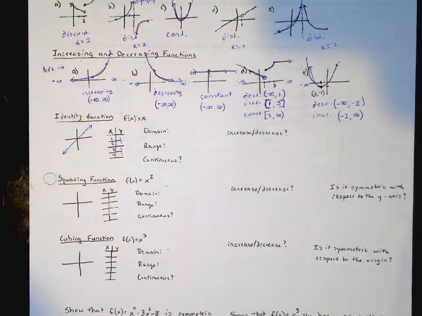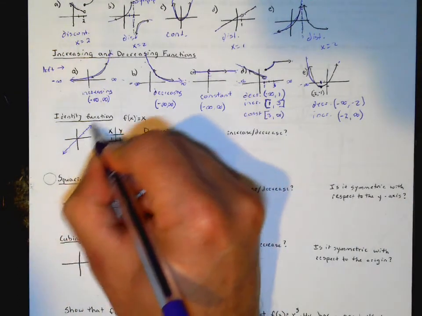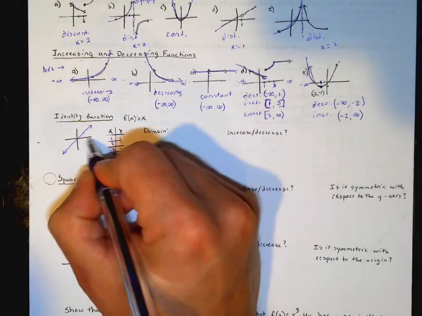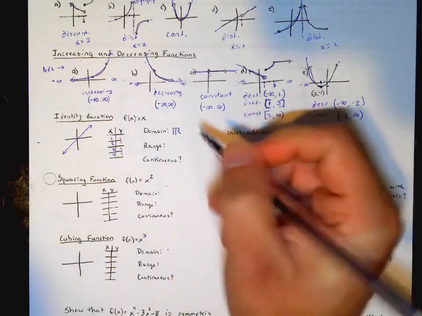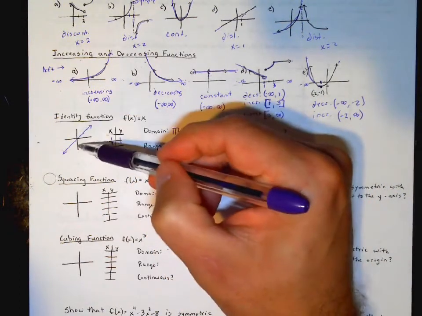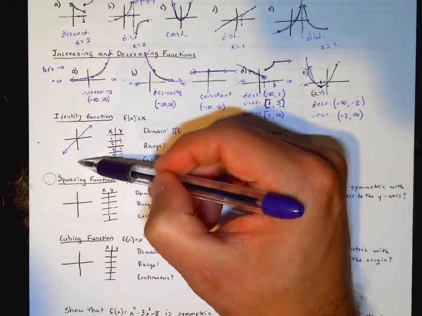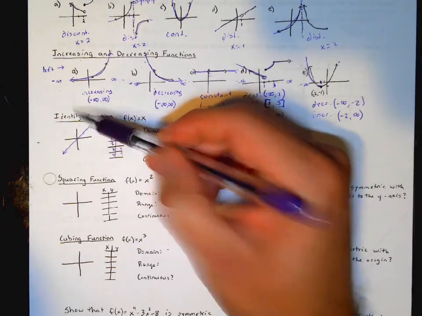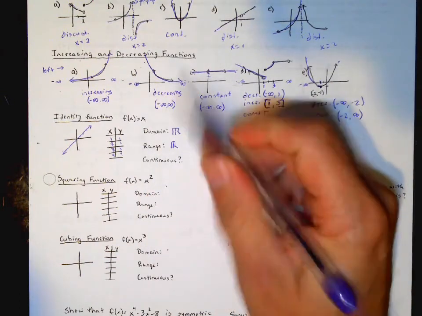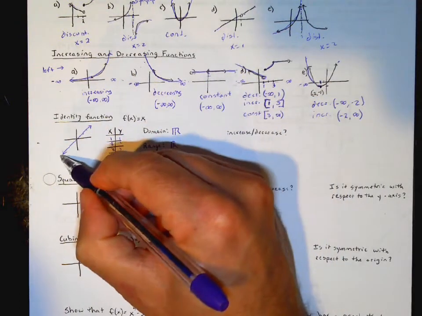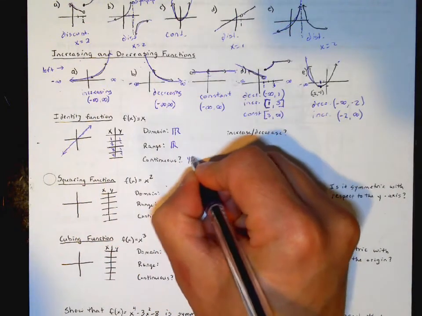Okay, the domain are our x values. Domain keeps going this direction and it keeps going this direction. So our domain is all real numbers. Range, okay, think about the y values. And it keeps going down, down, down, and it keeps going up, up, up. So that's also all real numbers. And continuous, we talked about that earlier. If I can put a pencil down, draw it the whole way, it is continuous. So we'll say, yes, it is continuous.